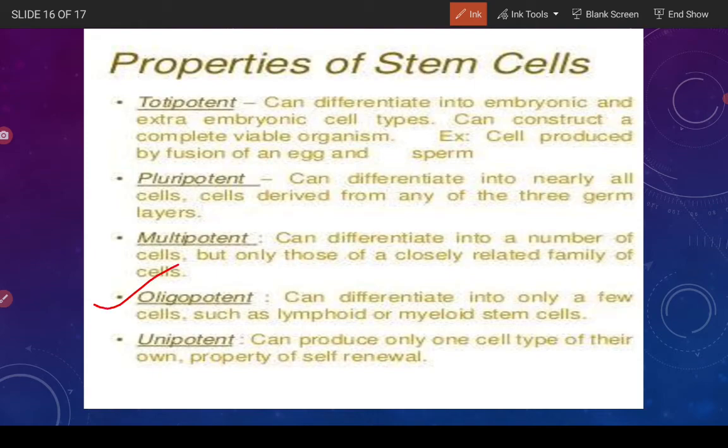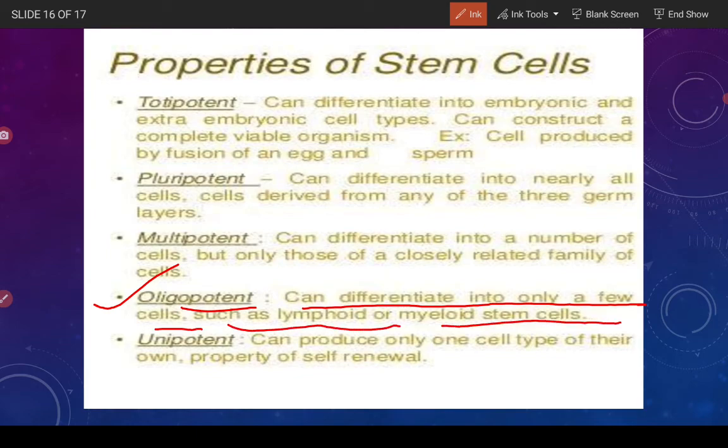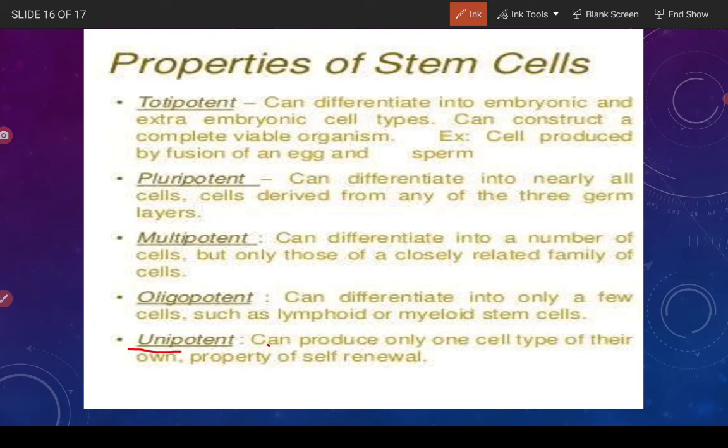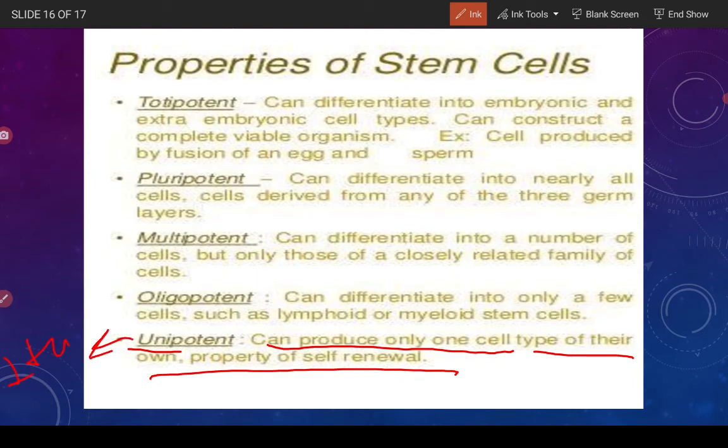Then there are oligopotent stem cells. They can differentiate into only a few kinds of cells such as lymphoid and myeloid stem cells. Right? They could only form 2 to 3 types of cells. These are oligopotent stem cells. Then there is unipotent. It can produce only one cell type, its own, with the property of self renewal. So unipotent could form only one type of cell.